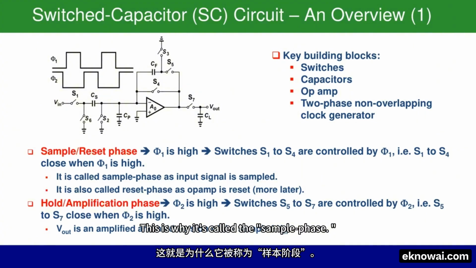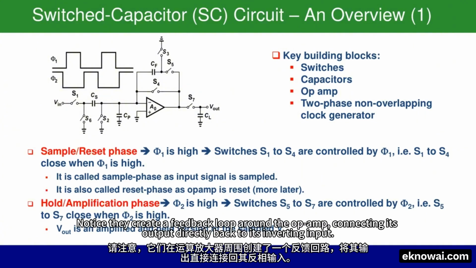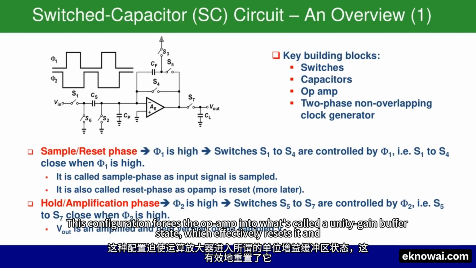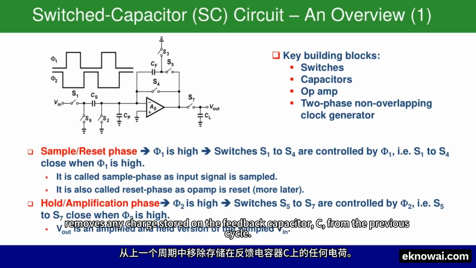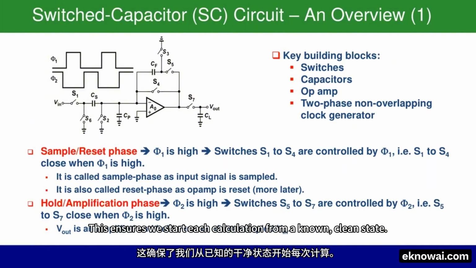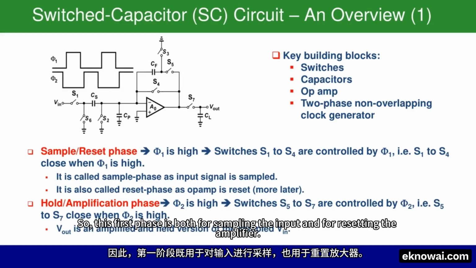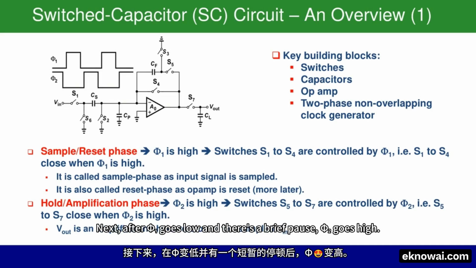Simultaneously, switches S3 and S4 close. Notice they create a feedback loop around the op-amp, connecting its output directly back to its inverting input. This configuration forces the op-amp into what's called a unity gain buffer state, which effectively resets it and removes any charge stored on the feedback capacitor, Cf, from the previous cycle. This ensures we start each calculation from a known, clean state. So, this first phase is both for sampling the input and for resetting the amplifier.